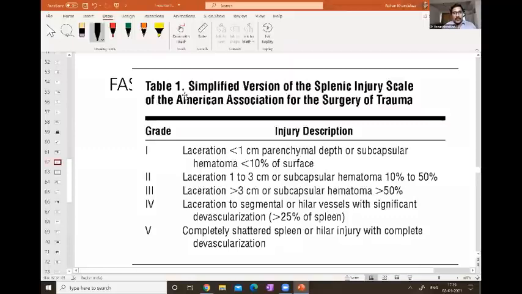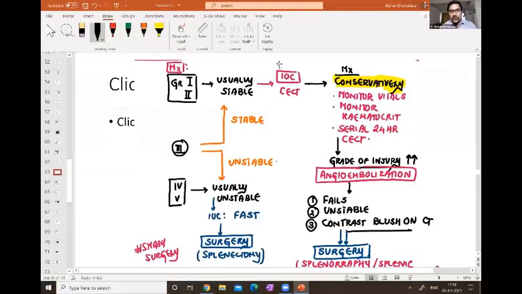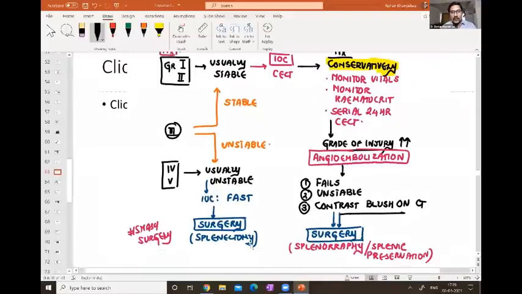If you have a grade 1, grade 2 injury, the patient is usually stable. The investigation of choice is CECT, and these patients are managed conservatively. Conservative management doesn't mean you dump them on the bed and forget about them. You have to monitor the vitals, monitor the hematocrit. If the grade of injury is increasing, you can angioembolize the patient. If that fails, you need to carry out surgery.